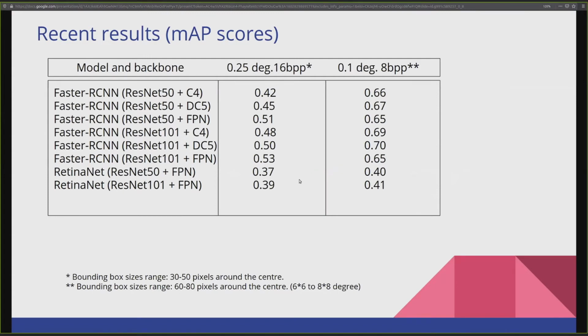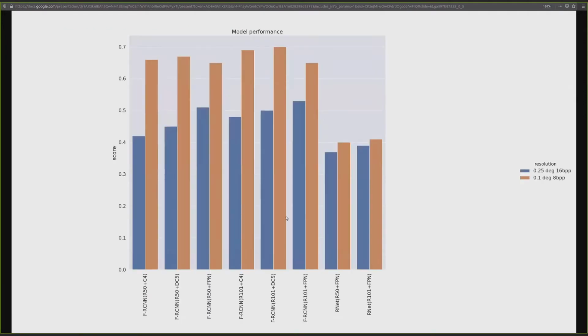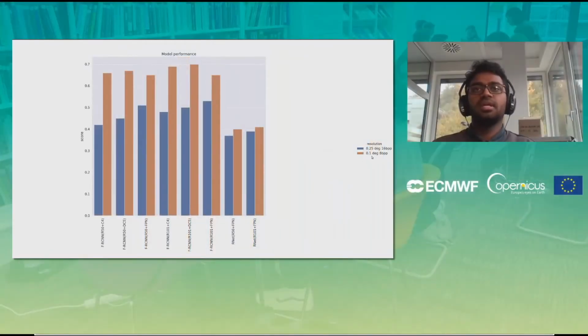These are the recent results that we have for our case. I have put them as a graph. Here we can see the results obtained at different resolutions of data. We can clearly observe that when we have better resolution, like 0.1 degree at 8 bit per pixel, we get really good results compared to 0.25 degree at 16 bit, and even at 8 bit per pixel.